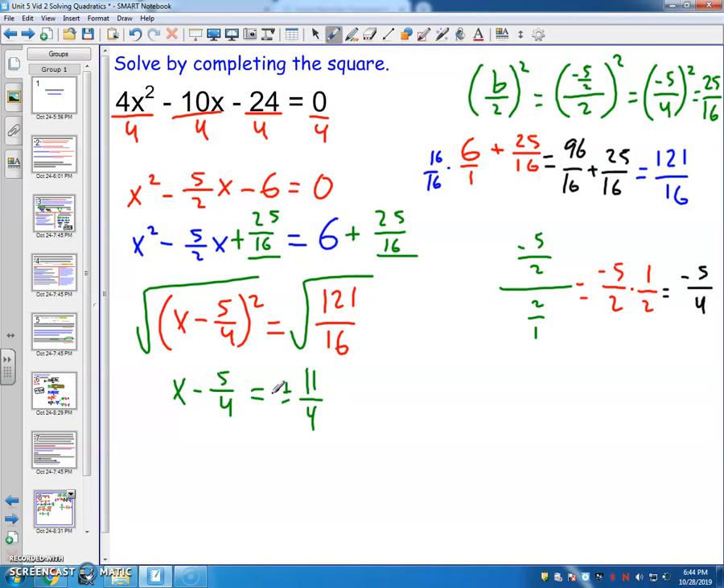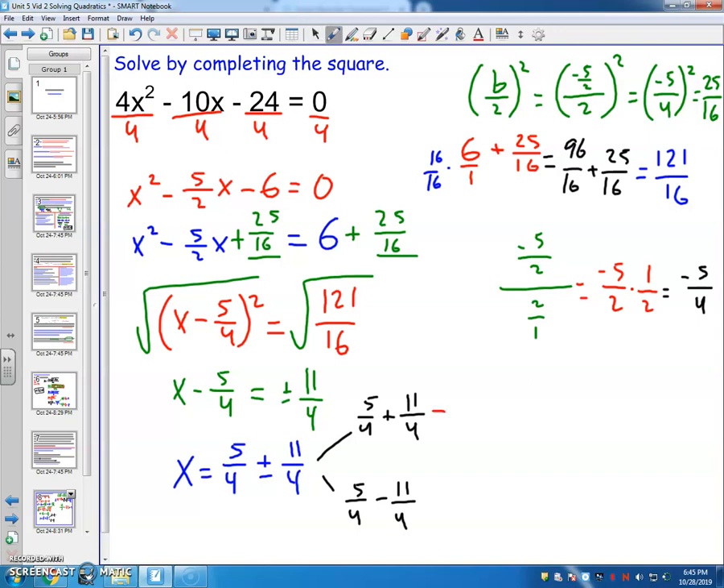Then I'm going to move this 5 over 4. So I get x equals positive 5 over 4. This 5 over 4 is positive, so it goes in front of the plus or minus sign, plus or minus 11 over 4. Because that's going to change. I create the two problems. The first one is 5 over 4 plus 11 over 4. The second one is 5 over 4 minus 11 over 4.